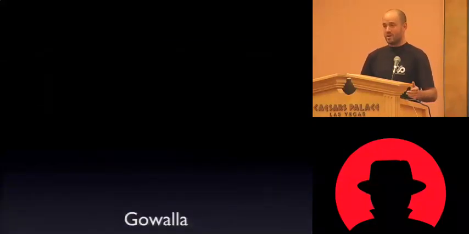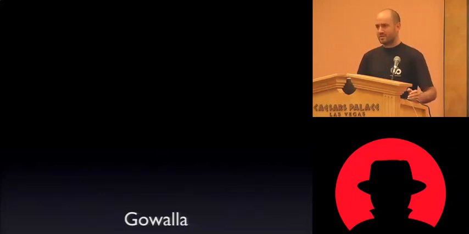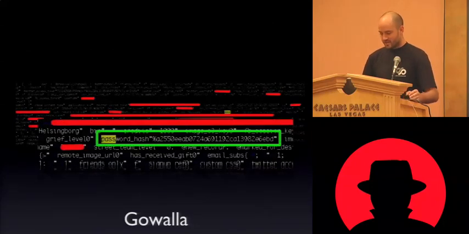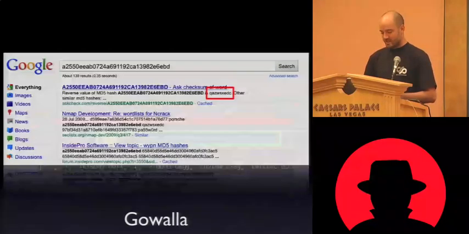If anyone uses Gowalla, it's a Foursquare competitor, I think, so it's a location-based service. Hit their cache. In their cache, they've got usernames plus hashed passwords. But they don't salt the password. So take the password hash, plug it into Google. There's a password.